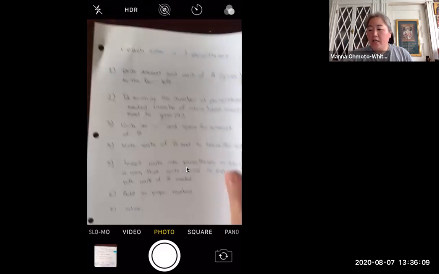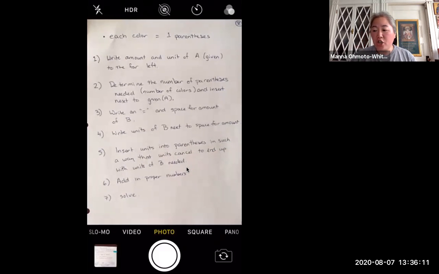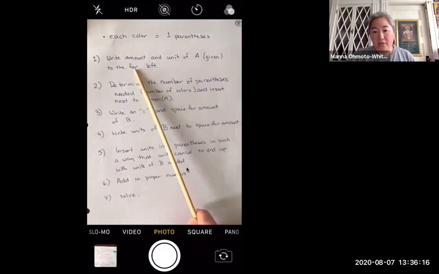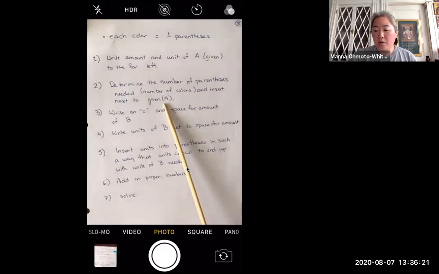So here again is a recap. Each color equals 1 conversion or 1 parentheses. You always write the given units to the far left. The number of conversions or parentheses that you need are the number of colors that you have used. Then you write an equal sign and a space for the amount of B and the units that you are looking for. You insert the units into your conversion parentheses, and you do it in a way that you end up with the units of B needed in the numerator of your last conversion, and then you add the proper numbers and solve.